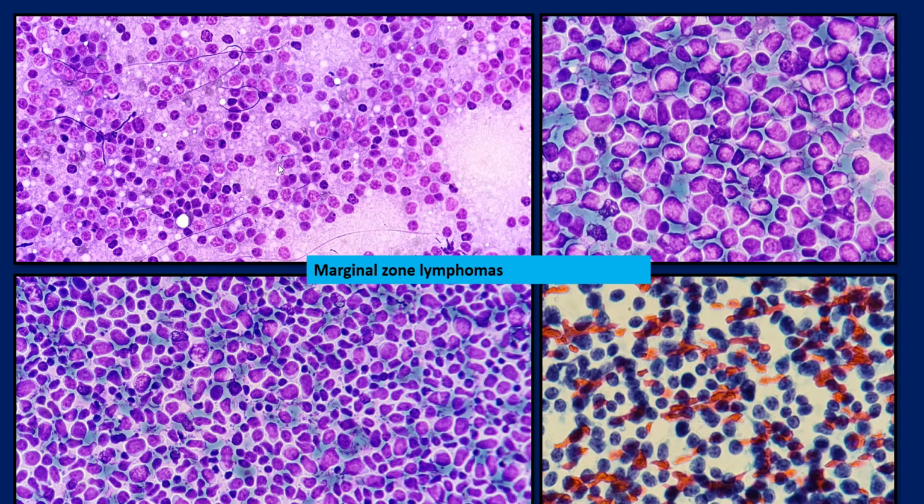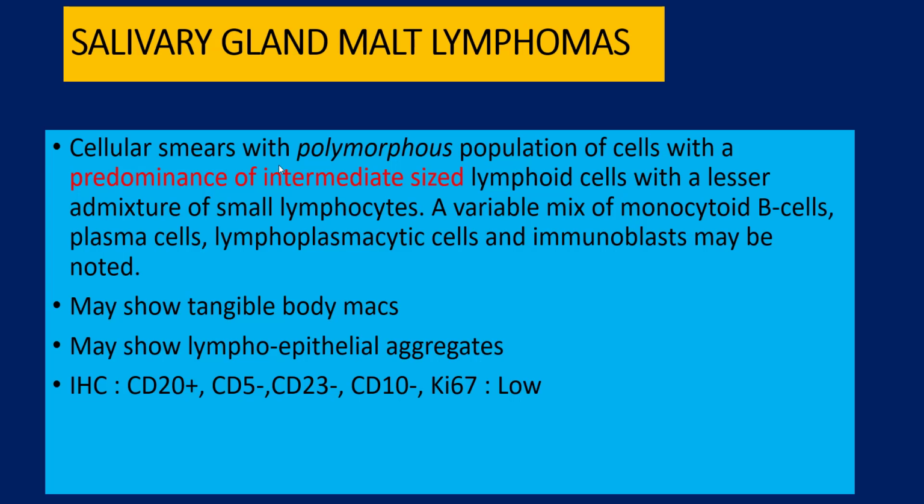We really do not see the typical polymorphous population most of the time. You see a population of intermediate size cells, a lesser number of small lymphocytes, and this is what you are going to see if you just put them together. So you see cellular smears with a polymorphous population of cells with a predominance of intermediate size cells, not really small, not really large, and with a lesser admixture of small lymphocytes. You can see some monocytoid B cells, some plasma cells, some lymphoplasmacytic cells, and immunoblasts may also be noted. So you can see this kind of polymorphous picture, but a predominance of that.